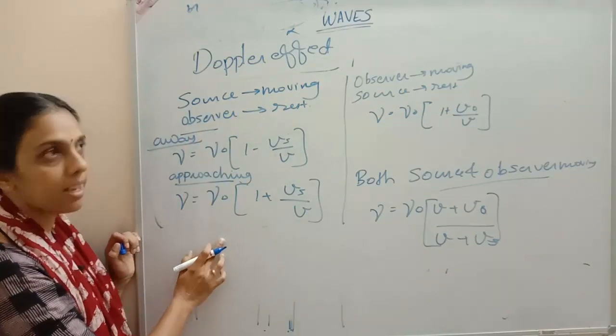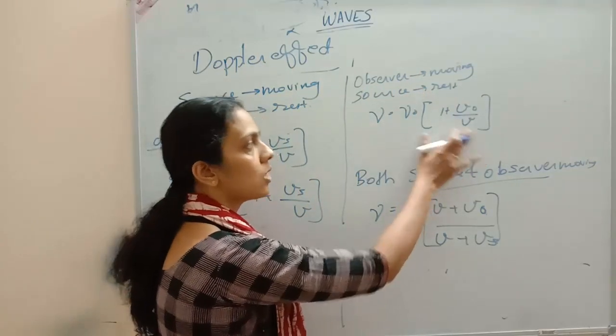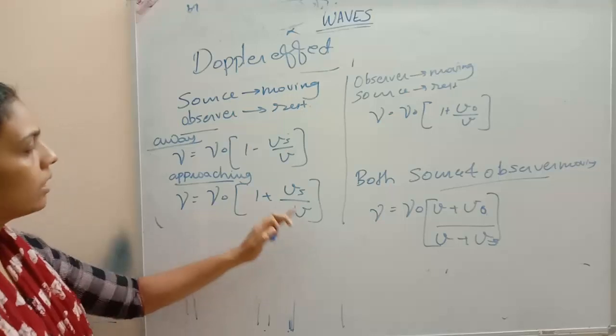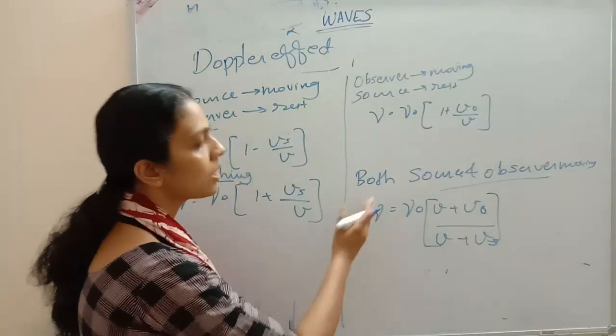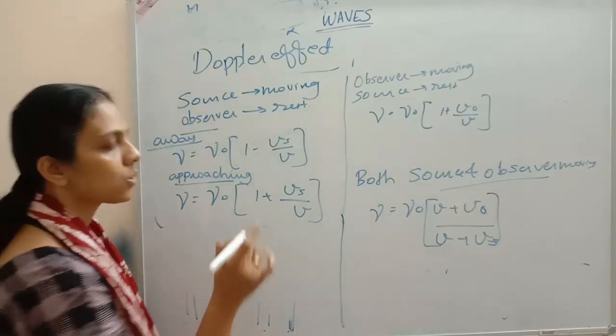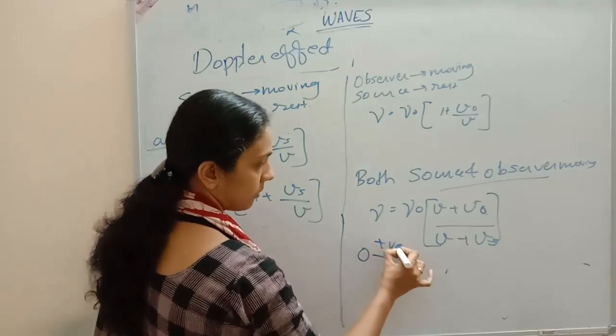So these are the rest of the formulas, that the source is moving and observer is at rest, we learned like this, and now observer is moving and source is at rest, we learned like this. So it is nu 0 into 1 plus Vo by V. Okay, 1 plus Vo by V, and both source and observer is moving. So this condition, if you know, you can write down the rest of the things. Okay, so we will always consider observer to source as positive.